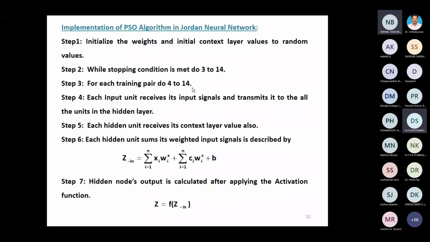So step 2 is: when the stopping condition is not met, do steps 3 to 14. So you have to go from 3 to 14. This process of this implementation, you should go from 3 to 14. Do you understand? Are you following me?